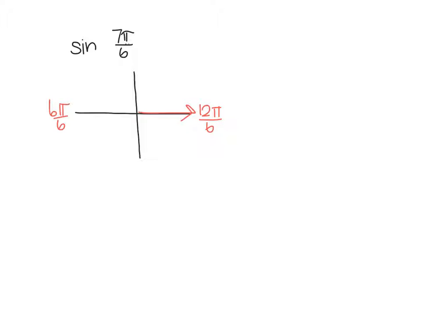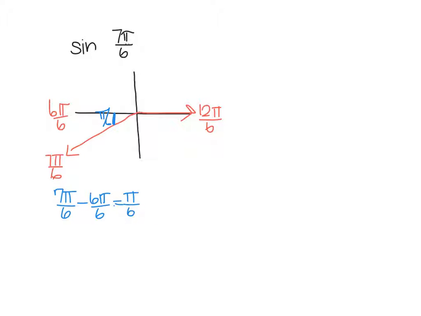7 pi over 6 is bigger than 6 pi over 6 by just a little bit, so it will be in quadrant 3. And since it's not a quadrant 1 angle, we're going to want to find the reference angle to do our work with. So remember, the reference angle is between where you stop and the x-axis. And so we want to subtract our two values and find out that we have pi over 6 as our reference angle.